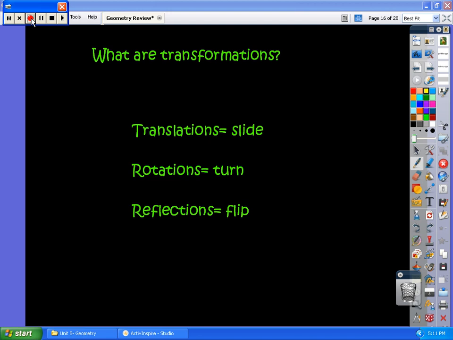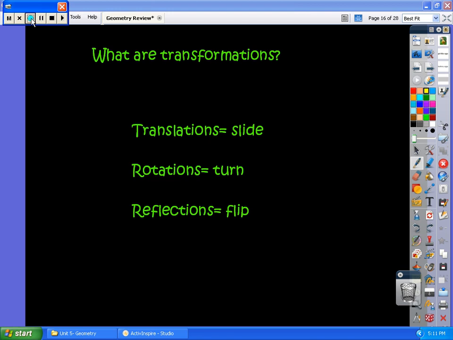Okay, if you are having trouble with transformations, you've come to the right place because we are going to do a quick review and hopefully it'll refresh your memory and make everything make sense. So what are transformations? Well, in 3rd grade you learned slide, turn, flip. 4th grade, those terms are no longer acceptable. We use translation, rotation, and reflection.